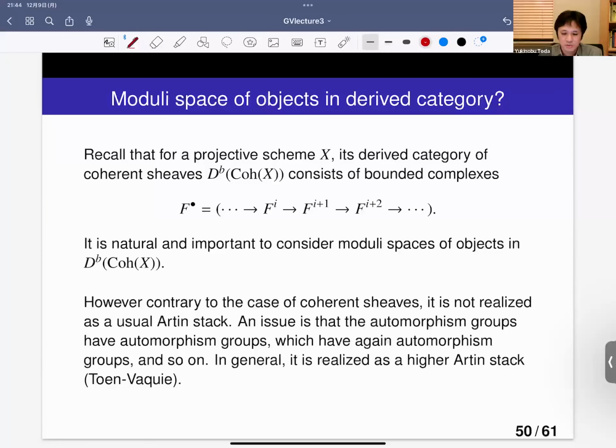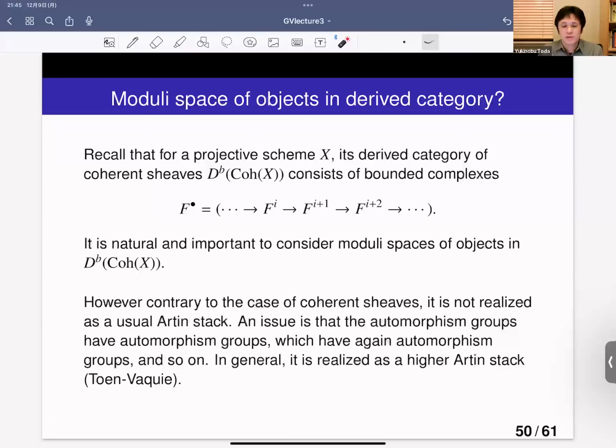So let's recall that for a projective scheme X, the derived category of coherent sheaves is a category whose objects consist of bounded complexes. It is natural and important to consider moduli spaces of objects in derived categories. But there are several issues in considering such moduli spaces. In fact, it cannot be presented by a reasonable stack.